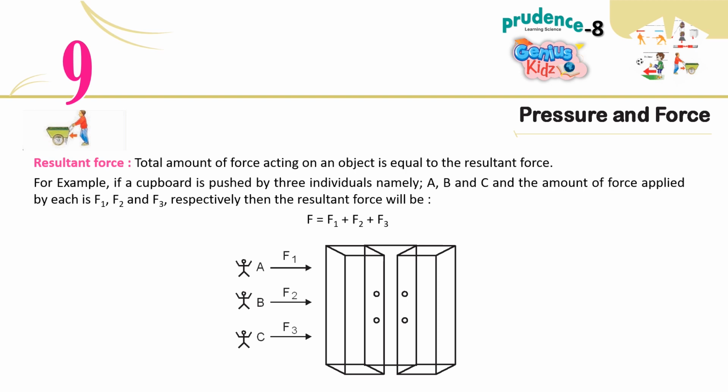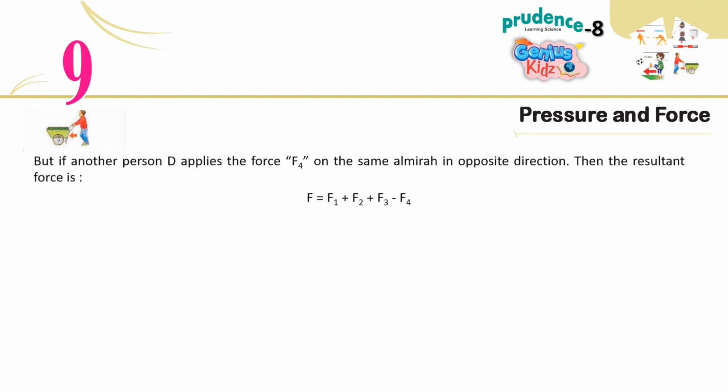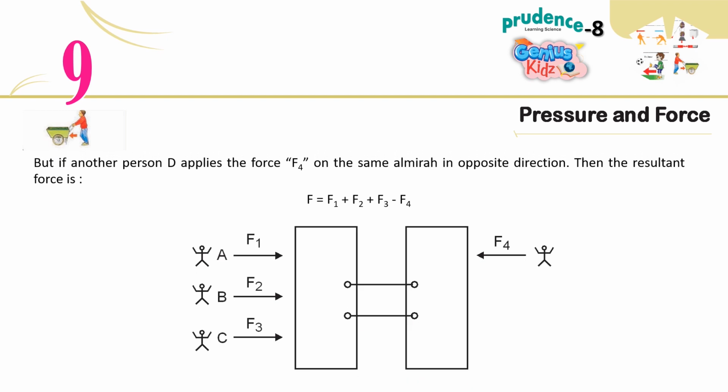Resultant force. The total amount of force acting on an object is the resultant force. For example, if a cupboard is pushed by three individuals, namely A, B and C, and the amount of force applied by each is F1, F2 and F3 respectively, then the resultant force is F = F1 + F2 + F3. But if another person D applies a force F4 on the same almirah in the opposite direction, then the resultant force is F = F1 + F2 + F3 - F4.